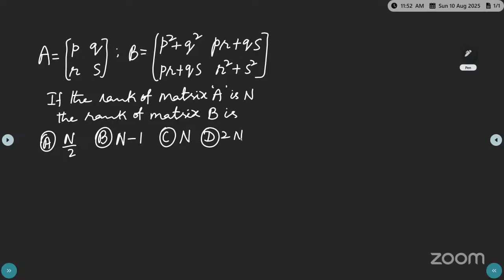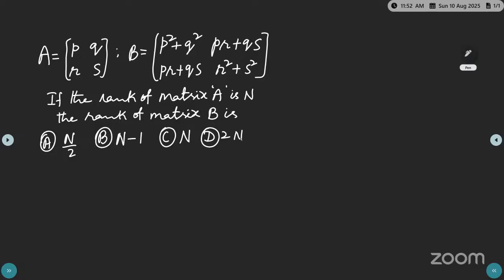It's very simple, either in the normal form or echelon form, whatever it may be. You can apply row transformations. You may convert it into row echelon form, or you can apply both row and column transformations, and you may convert it into normal form. Then the rank comes easily.